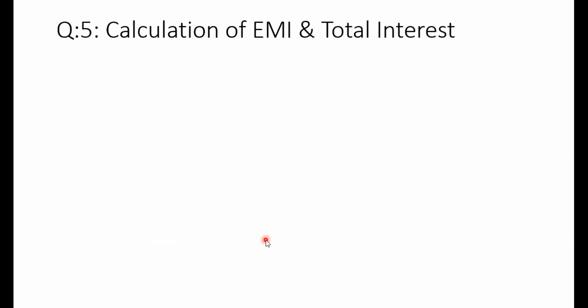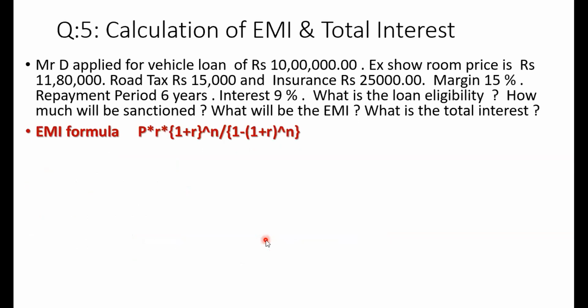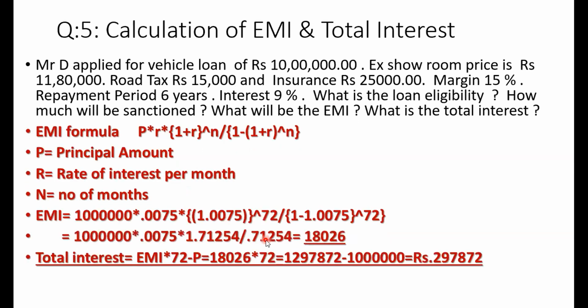Okay. Now question number 5. Same question. Now the question is, what is the total interest? Total interest, how to calculate? What is the EMI? EMI is 18,026. That question also they are asking. So you multiply into 72, because every month he is going to pay 18,026. If he pays for 72 months, 12,97,872, but the loan he has taken is only 10 lakh. So this is the interest, total interest, 2,97,872.